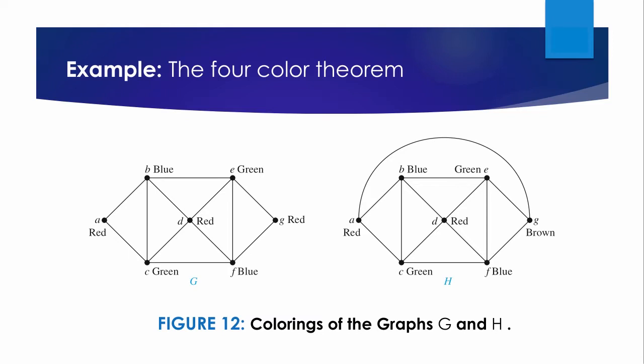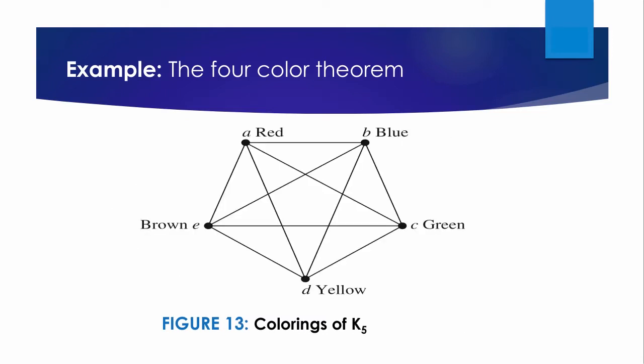What is the chromatic number of K_n? A coloring of K_n can be constructed using n colors by assigning a different color to each vertex. Is there a coloring using fewer colors? The answer is no. No two vertices can be assigned the same color because every 2 vertices of this graph are adjacent. So, the chromatic number of K_n is n, that is, chi of K_n equals n.